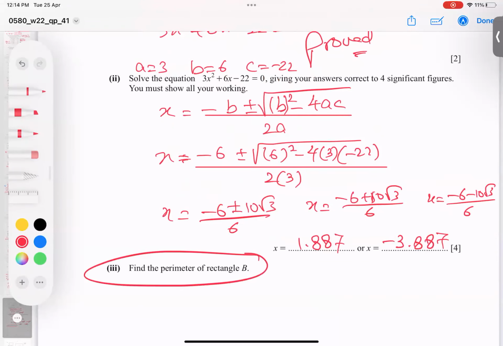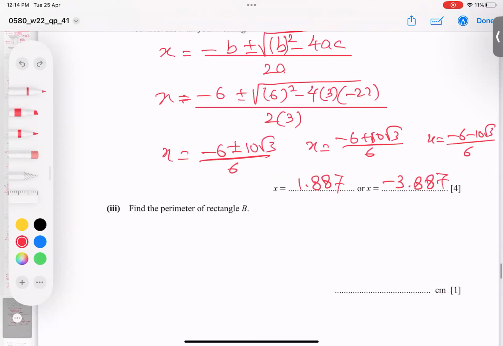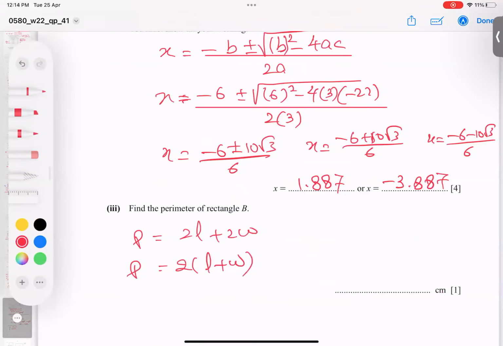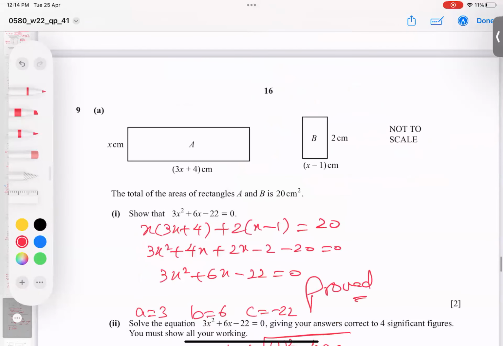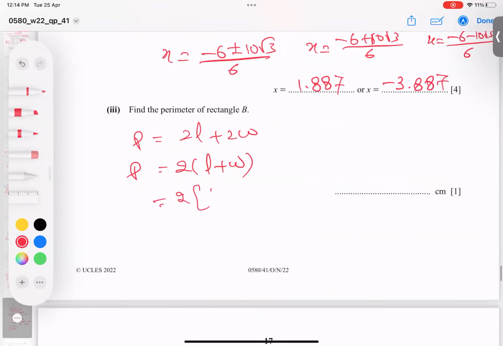Find the perimeter of the rectangle, P. What is the perimeter of a rectangle? It means you have 2 lengths and 2 widths. You copy as it is or take 2 common out. I hope it is clear. This length is 2 and the width is x minus 1. Ultimately I get 2 times (2 plus x minus 1).